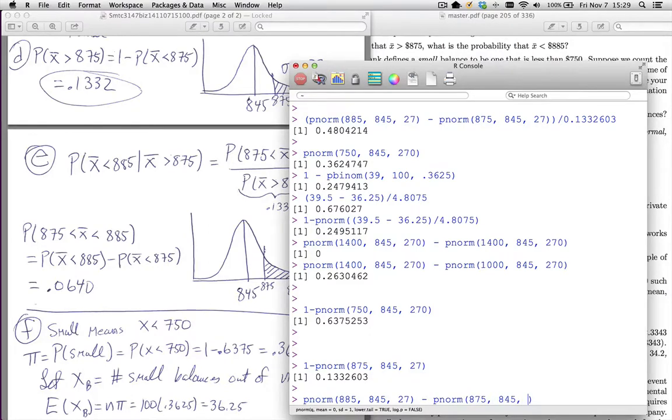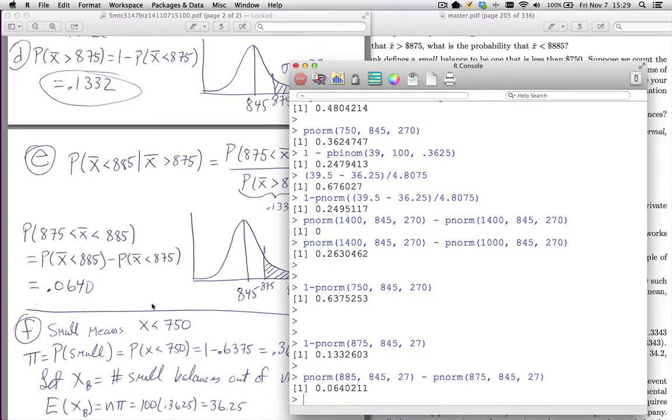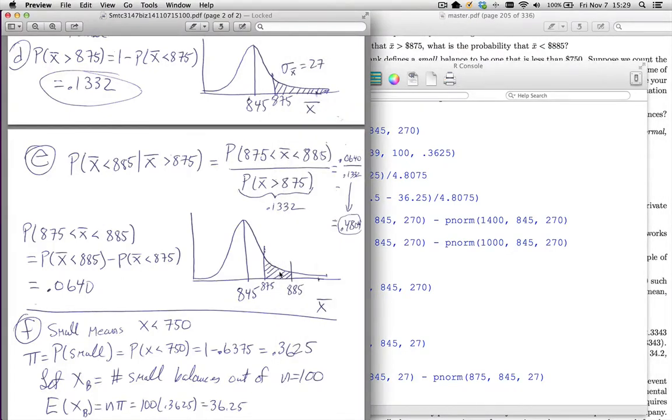875, 845, 27. So the area in this little region right here is 0.064. So in other words, relative to the entire normal curve has area 1, the chance we're in this region is about 6.4%. Okay, but we haven't used the given.